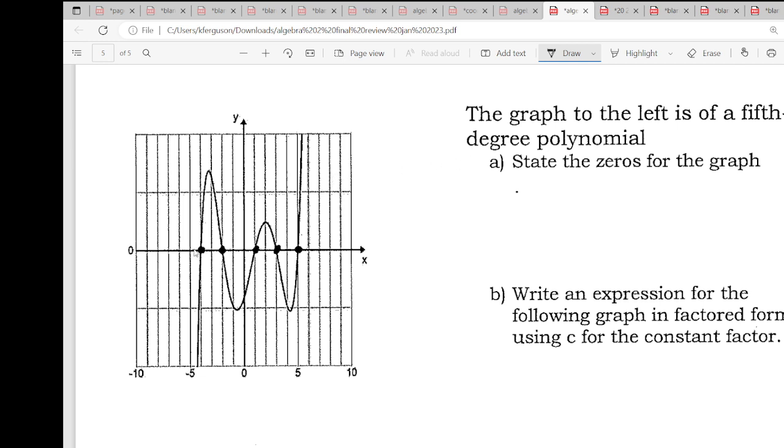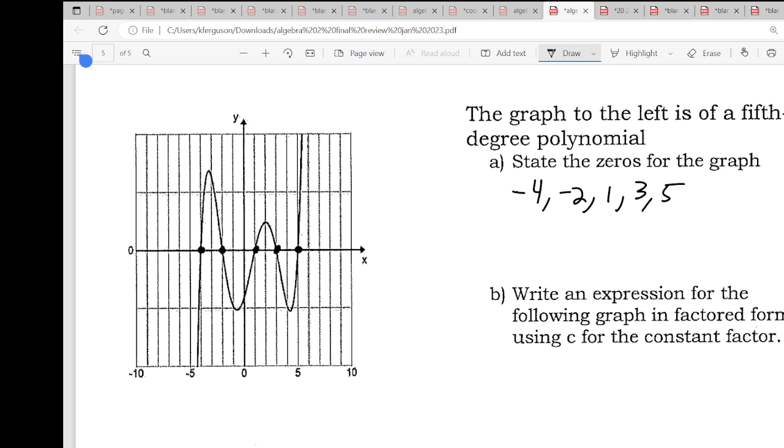So all I need to do is look for these dots on the x-axis because those are x-intercepts. X-intercepts are when y equals 0, which is almost the definition of what a 0 is. So it looks like I have -4, -2, +1, +3, and +5. So my zeros: -4, -2, 1, 3, and 5.